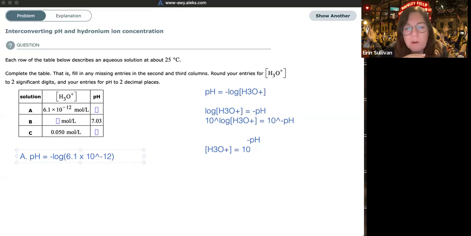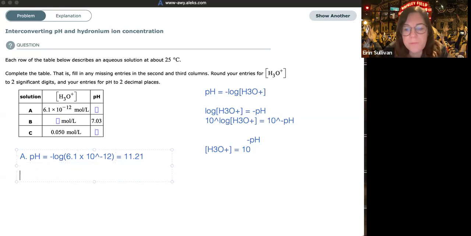Now, with these kind of questions, honestly, the most tricky thing is putting in your calculator correctly. So find out how your calculator likes to deal with logs, and putting in powers of 10, especially negative powers of 10. If I was putting this in on my calculator, I would probably type open bracket 6.1 times 10 to the power of open bracket minus 12 close bracket, hit the log button, press equals, and then take the negative of that number. But it depends on your calculator what the direct algebraic logic is going to be. It says to give my entry for pH to 2 decimal places. So if I put that in my calculator, I get 11.21 to 2 decimal places.